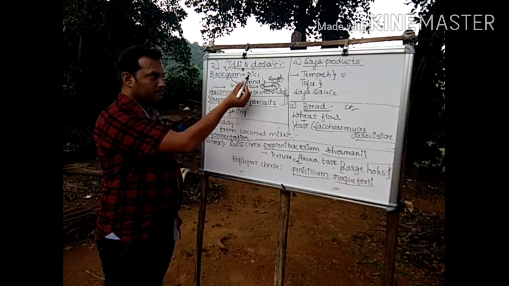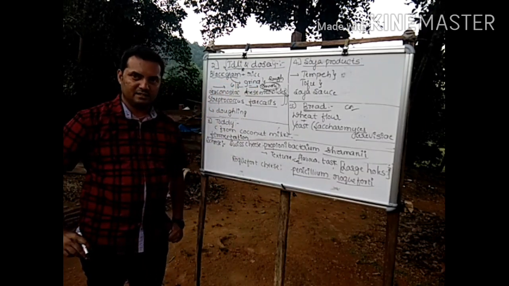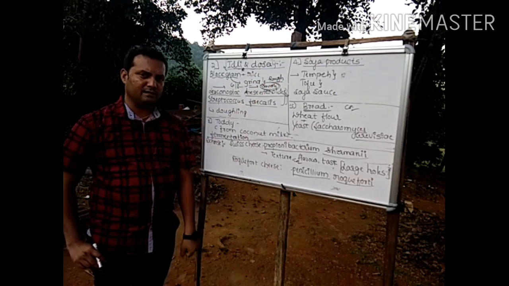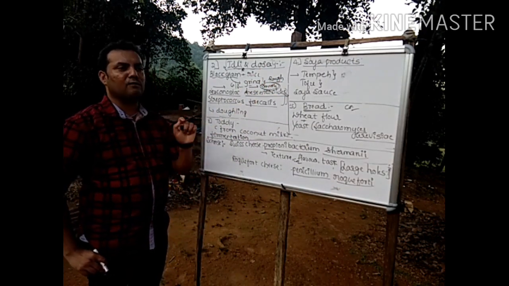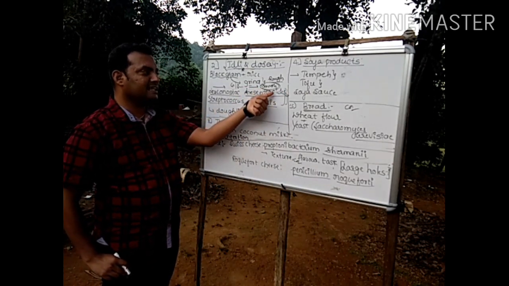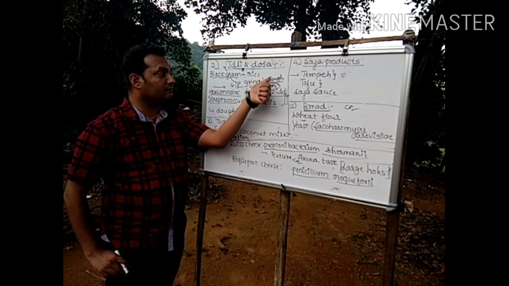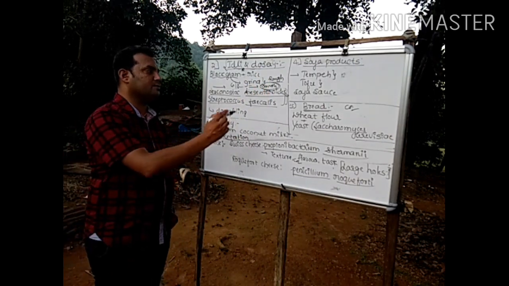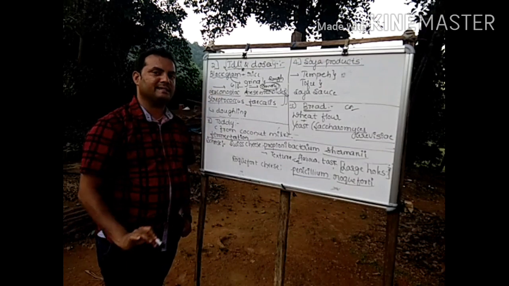The process is simple. Black gram and rice are ground. After grinding them, the texture of that batter will be rough. It will be kept overnight, at least 6 to 8 or 10 hours. Then the next day, if you observe, the nature of the batter will be smooth. This is possible only due to the activity of microbes again.